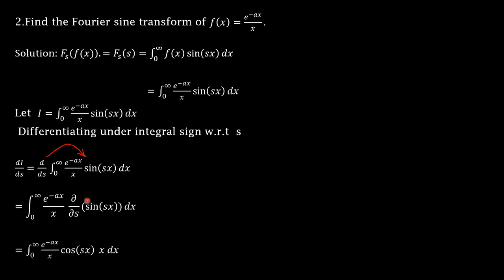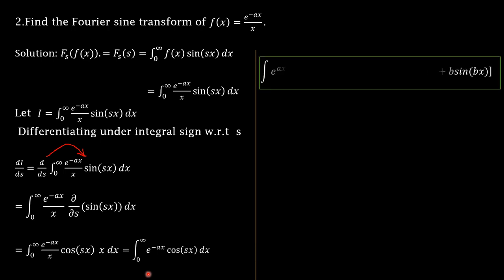What is the differentiation of sin sx, students? It is cos sx into x. Just make a note of it. I am just differentiating with respect to s, not with respect to x. Okay. So x and x get cancelled and the integral changes to the form integration 0 to infinity e to the power minus ax into cos sx dx.